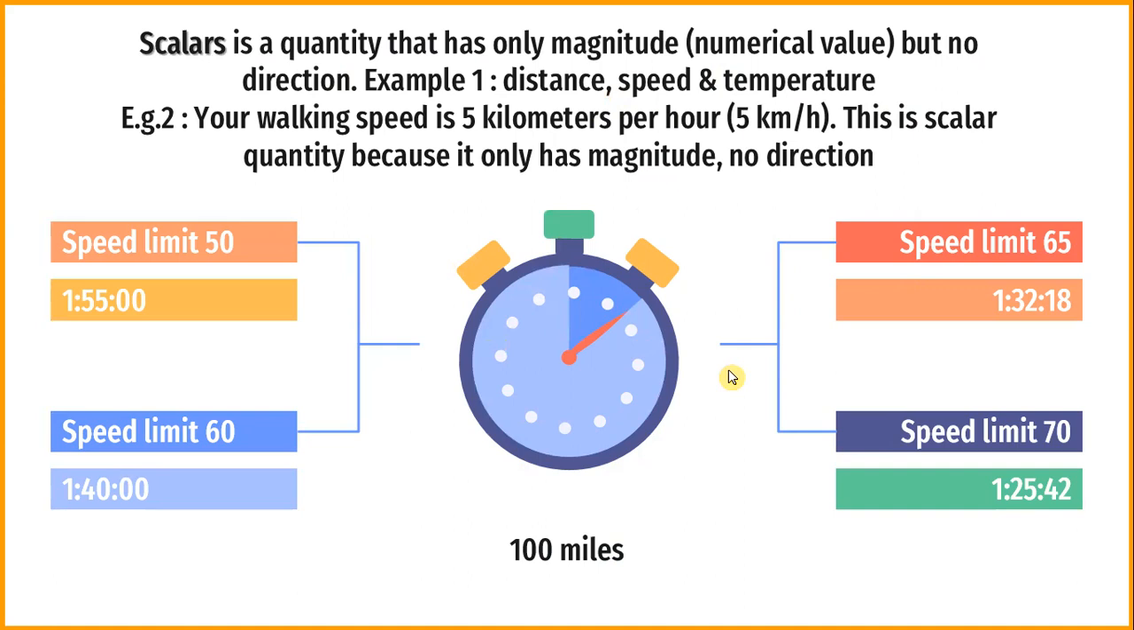A scalar is a quantity that has only magnitude, a numerical value, but no direction. Example scalars are distance, speed, and temperature. And you can see a second example. Example: you are walking, speed is 5 kilometers per hour, and this is a scalar quantity because it only has magnitude and no direction.